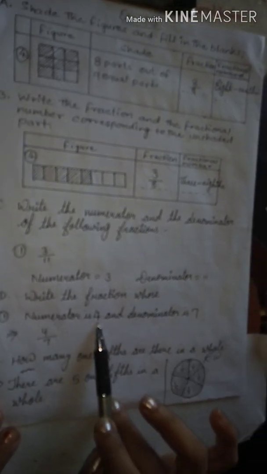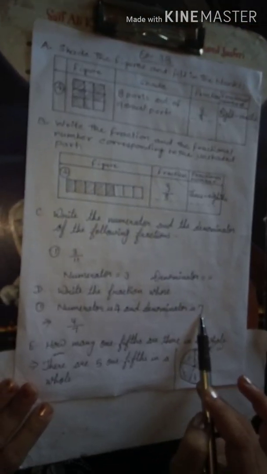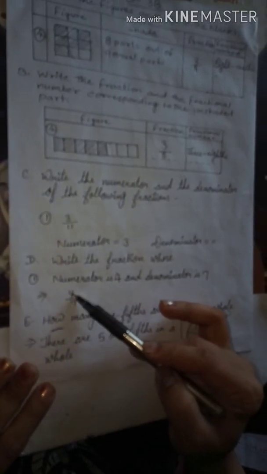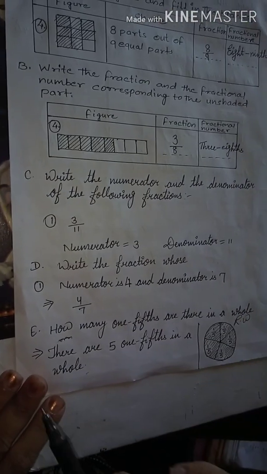Question number D. Write the fraction whose numerator is 4 and denominator is 7. Above the line we will write the numerator, what number is given? 4, and denominator, what number is given? 7. 7 we will write below the line. So 4 by 7 is the answer.